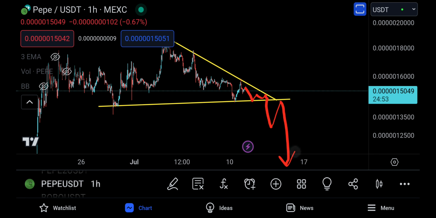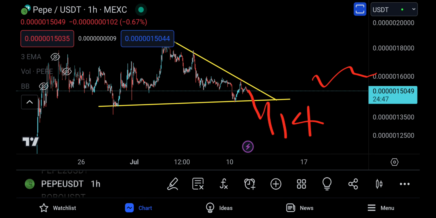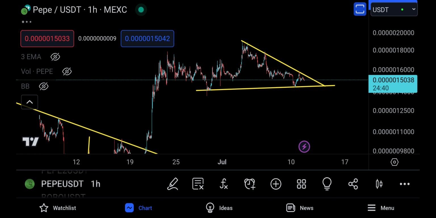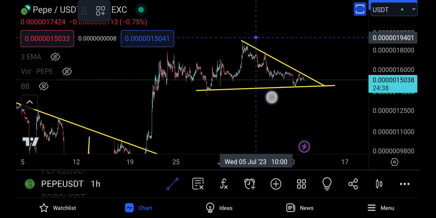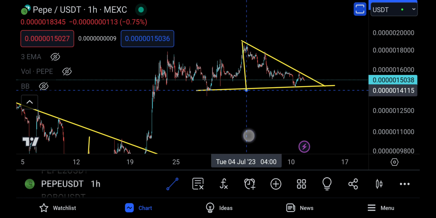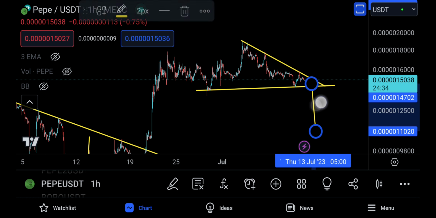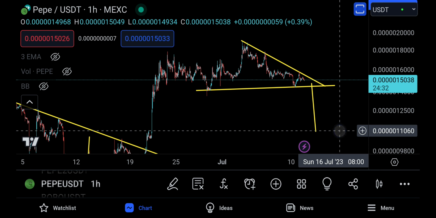Now it doesn't mean it's going to break on the 14th. It can actually break tomorrow. It can actually break today. I'm just telling you the maximum duration that it's going to take before the break actually happens. So this, to me, is going to take you from there to there, and we're going to be looking at a move down to 11,000 actually.